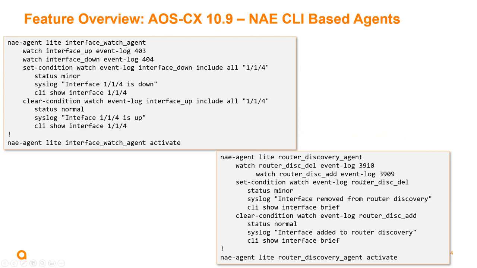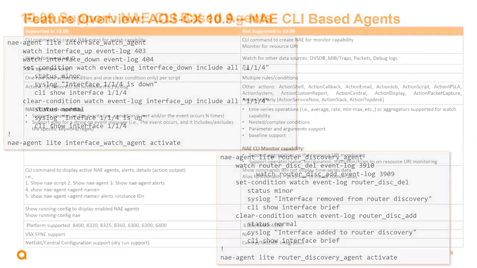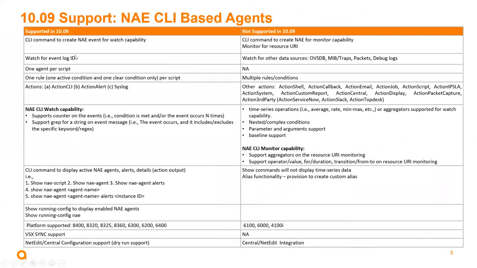If you look at even the route discovery agent, that is also doing the same job as an admin. Without further ado, let us understand what all things are supported on AOS-CX switches as part of the 10.09 release. As you see here, we are giving you an option to configure through a CLI command. You can create NAE agents now, and you can monitor the events.